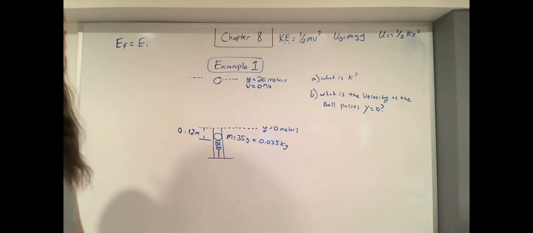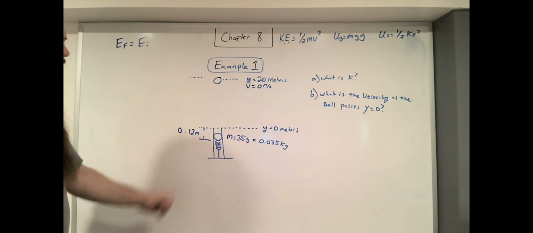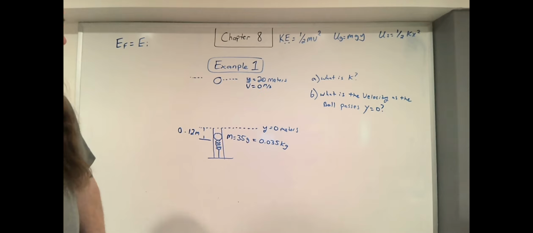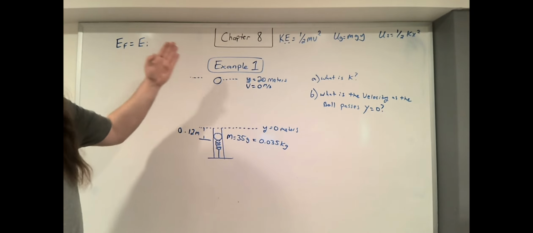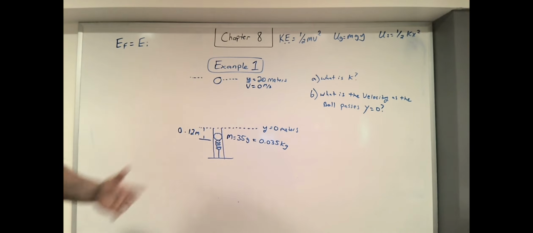Part A asks us, what is that K constant? It's asking the K constant of the spring. Part B says, what velocity does the ball have as it passes y equals 0? So it initially had to leave the gun with some velocity. What was that velocity? Okay, so similar to some of the problems we did in the last chapter, but this time we can ask ourselves a couple questions and do them a little bit easier.